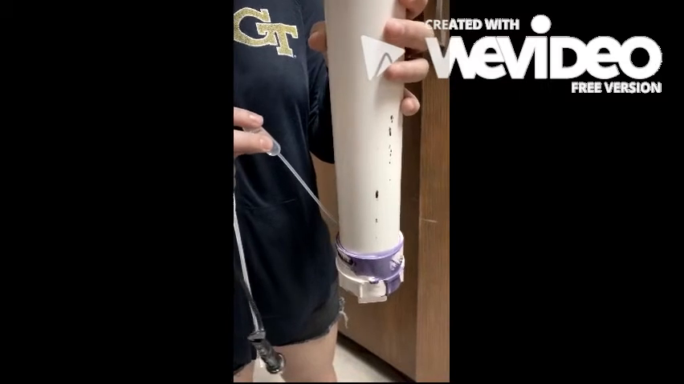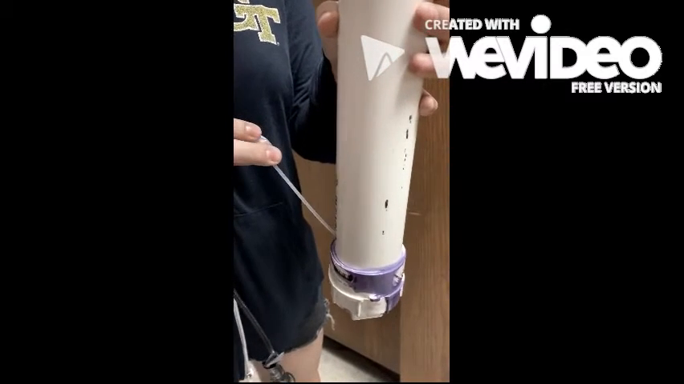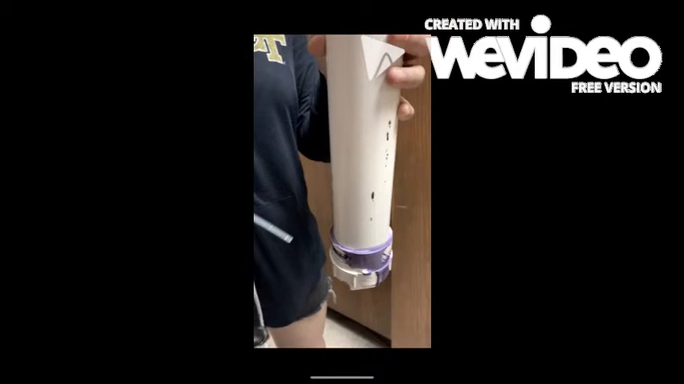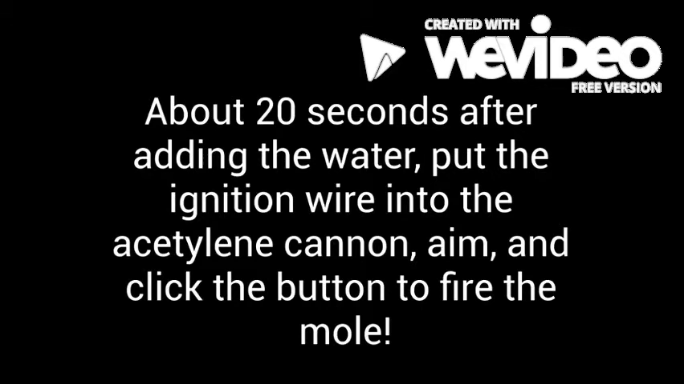With a pipette filled with 1 to 3 milliliters of distilled water, add the water into the ignition hole. You should be able to hear the reaction fizzing when you listen closely. About 20 seconds after adding the water, put the ignition wire into the acetylene cannon, aim, and click the button to fire the mole.